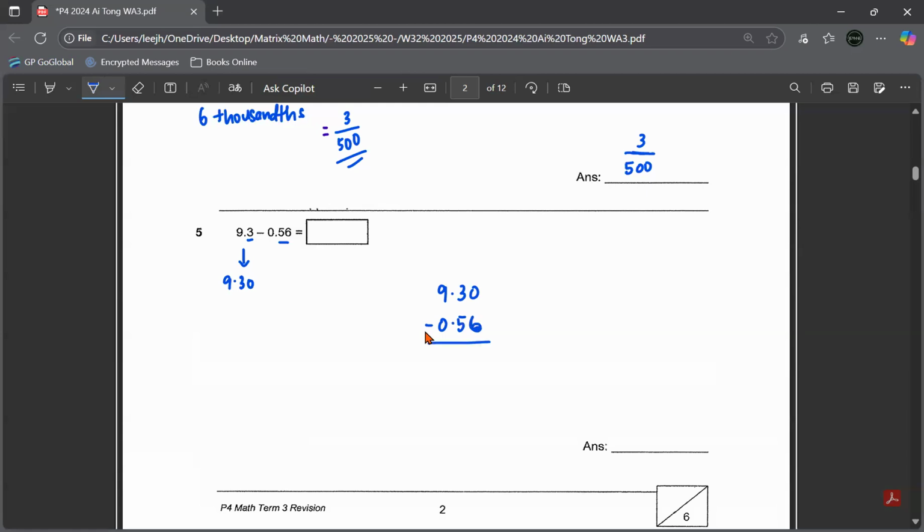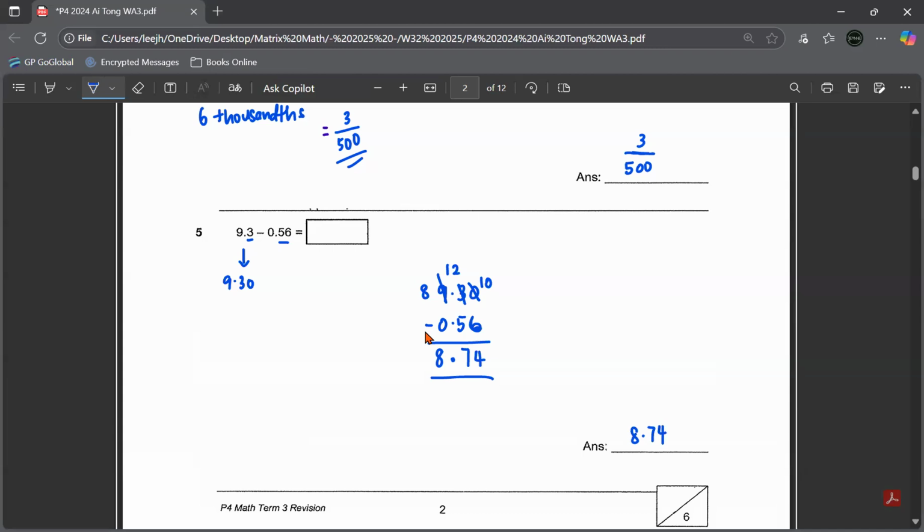0.56. Okay, so 0 minus 6 cannot. So borrow 2. This is 10. 10 minus 6, 4. 2 cannot minus 5. So you borrow 8. This becomes 12. 12 minus 5, 7. Decimal point important. Then the 8 minus 0 is 8. Answer 8.74.